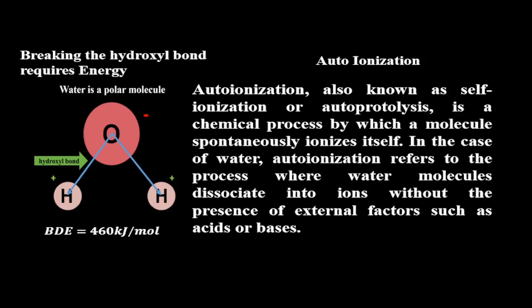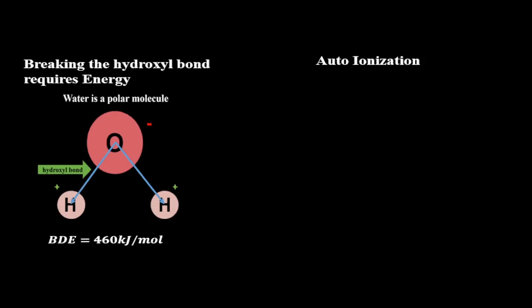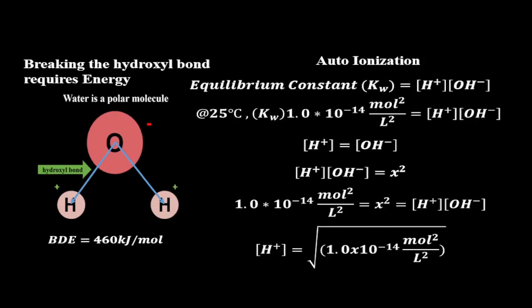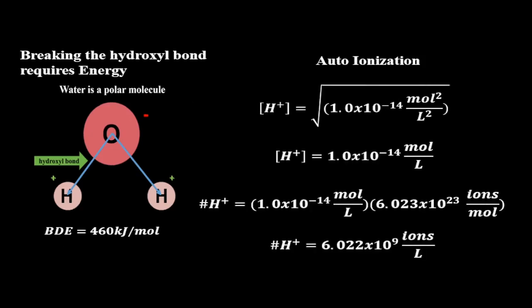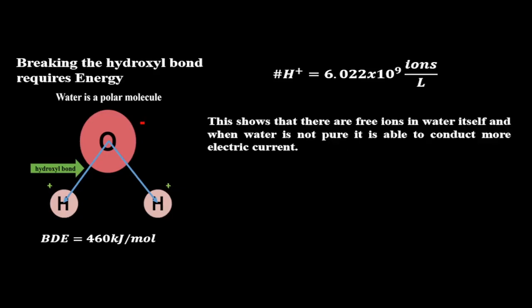The equilibrium constant for water is given by the expression. This is based on the concentration of hydronium ions and hydroxide ions. Based on this equation, we can calculate the number of free H+ ions in 1 liter of water. We see that the number of ions at a given time in a liter of water is nearly constant. This makes water able to conduct electric current best when not pure.